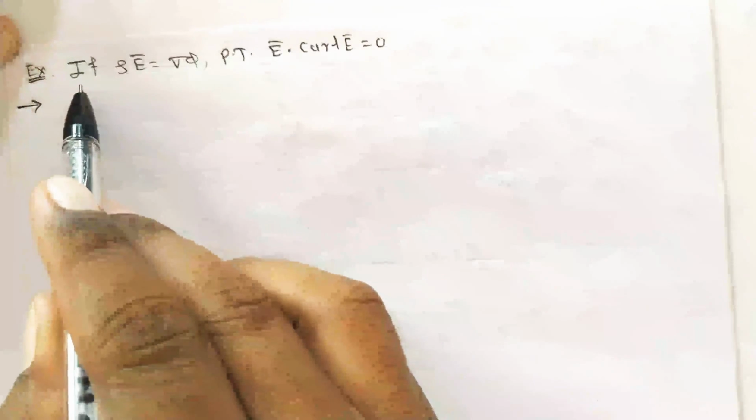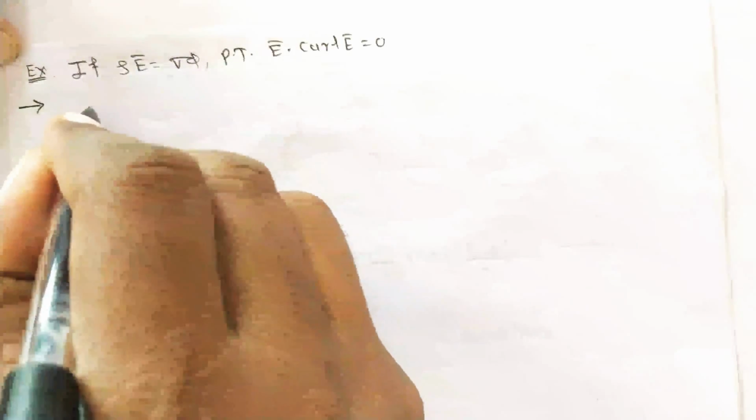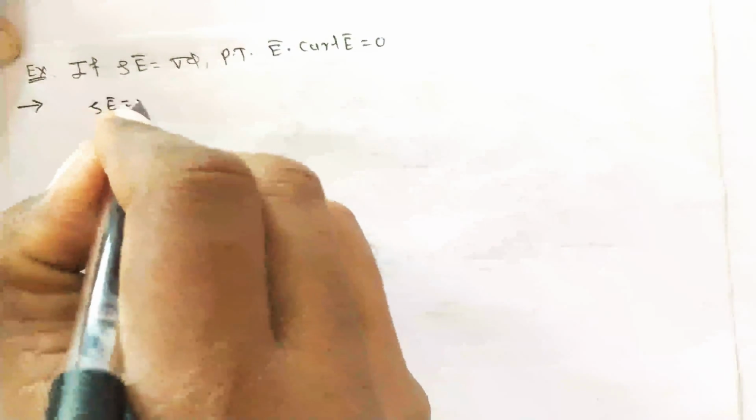So the first problem is: if rho e bar is equal to del phi, then prove that e bar dot curl of e bar is equal to 0. So here, the given vector is rho e bar equal to del phi. Here rho is a scalar quantity and e bar is a vector, so rho e bar is equal to del phi.